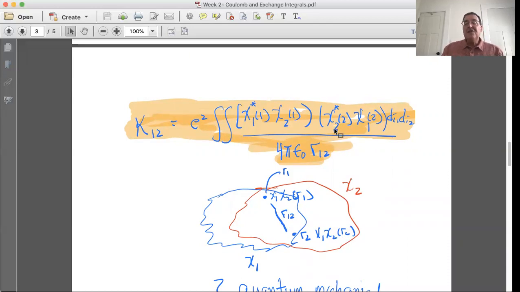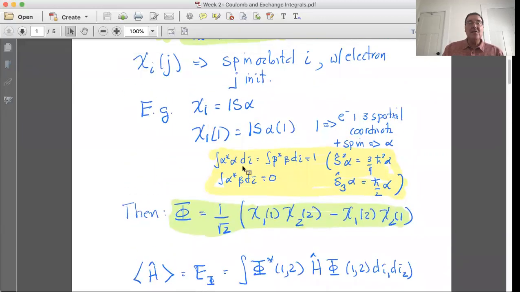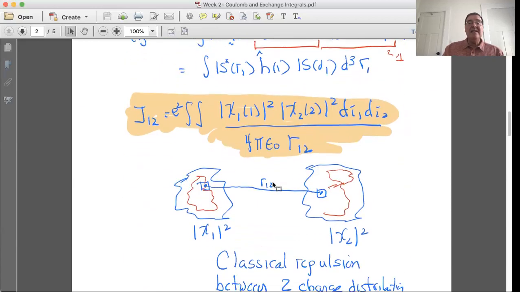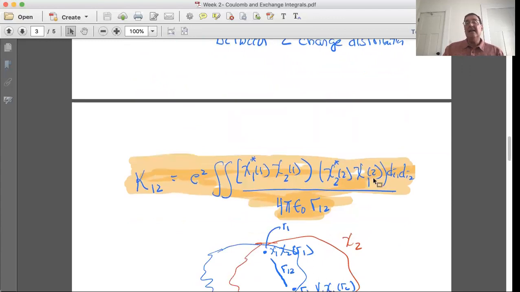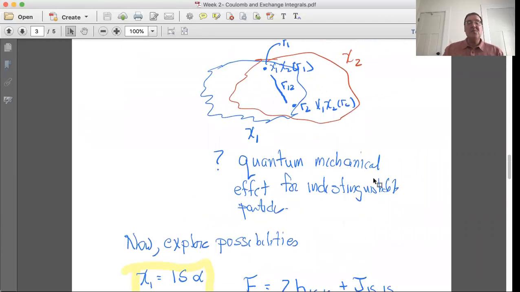But look at this. If chi2 and chi1 had different spins, let's say chi2 was beta spin, chi1 was alpha spin, it wouldn't matter what the rest of this was. When I did the spin integral, I'd get something that looks like this, alpha star times beta, or beta star times alpha. And since the electron repulsion does not depend on spin variables, you can pull this integral out, we do it. So what that means is K integrals go away when the two spin orbitals have different spins, but they don't when they have like spins.